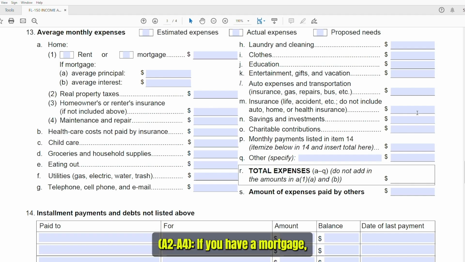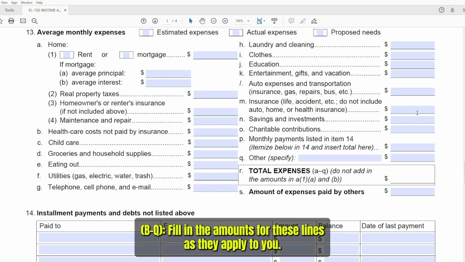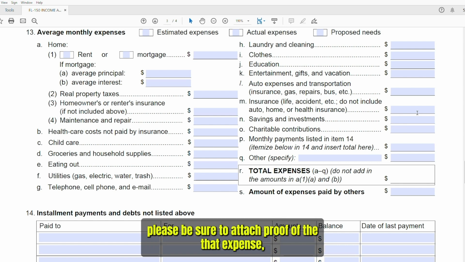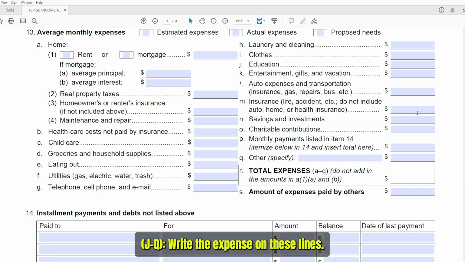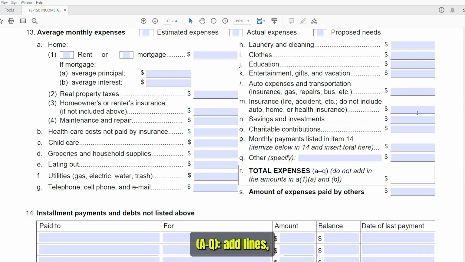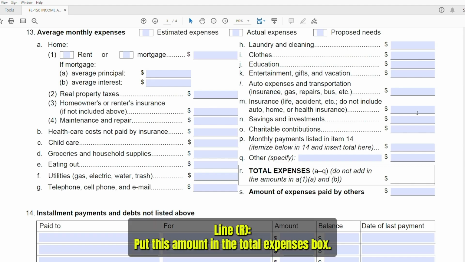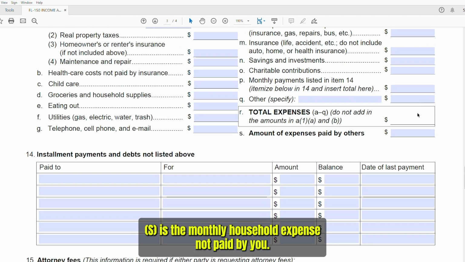A2 through A4. If you have a mortgage, please fill out whichever lines apply to you. B through Q. Fill in the amounts for these lines as they apply to you. If you have listed a child care expense, please be sure to attach proof of that expense, such as receipts, invoices, or other documentation. J through Q. Write the expenses on these lines. A through Q. Add lines, but do not add in mortgage, principal, and interest from line A1. Line R. Put this amount in the total expenses box. S is a monthly household expense not paid by you.